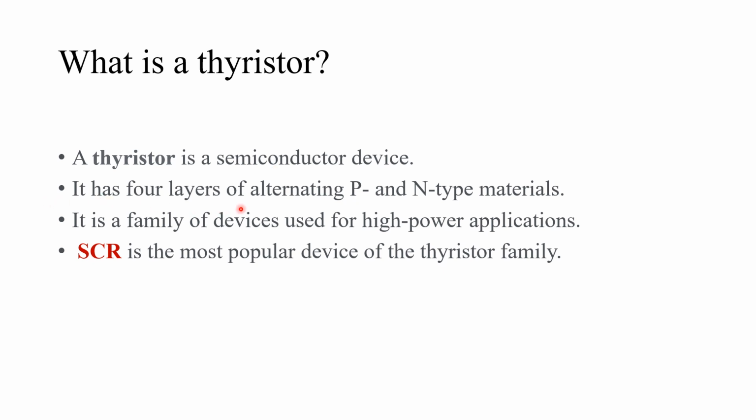Next point, it has four layers of alternating P and N type materials. Now what is this P and N type material? Our semiconductor is divided into two types, that is intrinsic and extrinsic. Intrinsic semiconductors are those without any impurities, meaning they are in the pure form. And the second type is extrinsic. Extrinsic semiconducting materials are those which have impurities. Impurities are also called dopants. Here we'll be discussing the second type, that is extrinsic semiconductors.